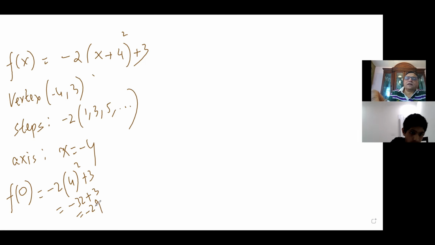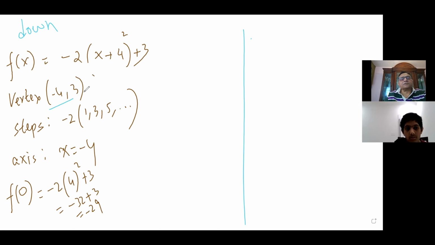Now we got all these values. Let's try to sketch the parabola. It is opening downwards, right? It opens down, and the vertex is at minus 4 and 3. So minus 4 and 3. Let me just sketch like this.